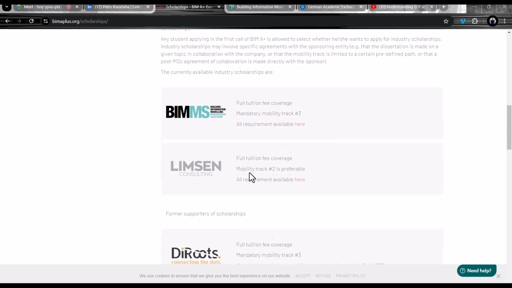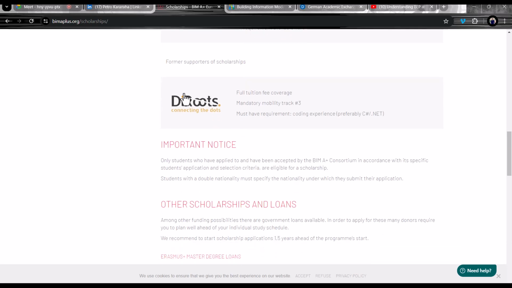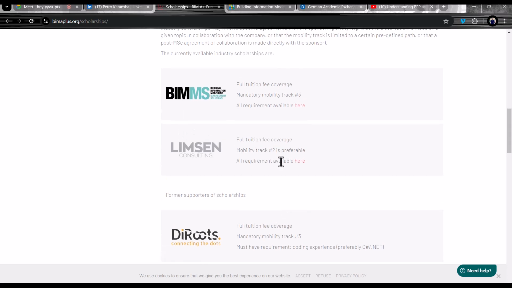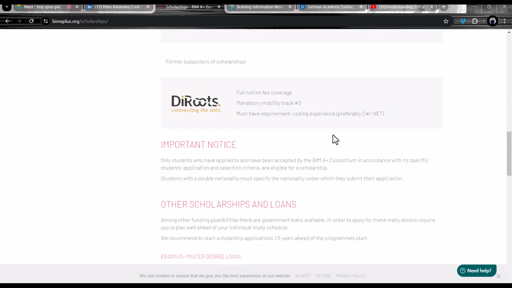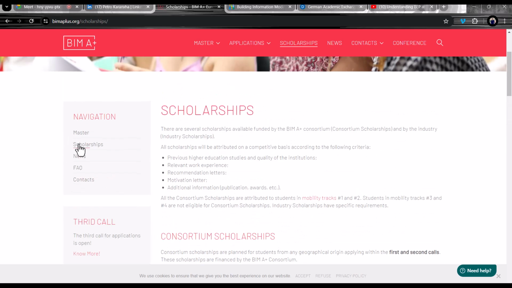Some of the companies are there who are going to cover the full tuition fee as well. DI routes, like in the previous sessions we have talked about these companies. DI routes cover the full tuition fee considering you qualify the requirement. Let's say, for example, once you study in this particular university, you have a contract with DI routes that you have to dedicate 2 years of your life working in DI routes. So these kinds of contracts will be there. But if DI routes is ready to sponsor you, and you have experience in C# or .NET, then you can contact them and try to get a scholarship. There are different ways through which you can get it.